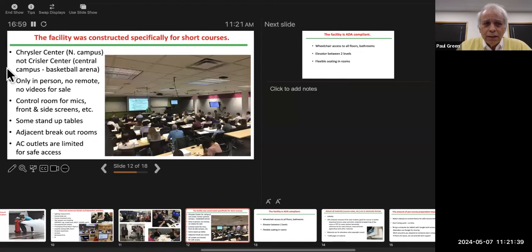I want to highlight that we're in the Chrysler Center, spelled like the car company, not the Chrysler Arena, which is the basketball venue, and it's on basically a different campus. So if you ask for directions, they sound the same, but in fact, they're quite different. We do not have a remote version of this course. During COVID, we did do it, but it's just not quite as good because a lot of things that we do are highly interactive.